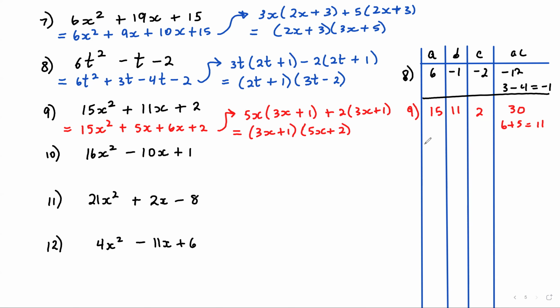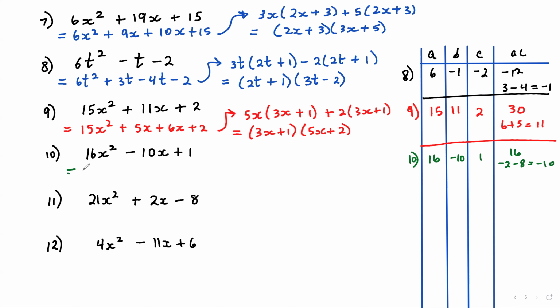Then we have number 10. This is number 10 here. A is 16, B is negative 10, and C is 1. So the AC will be 16. Two factors here will be minus 2, minus 8. Minus 2 minus 8 gives me minus 10, and then minus 2 times minus 8 gives me 16.